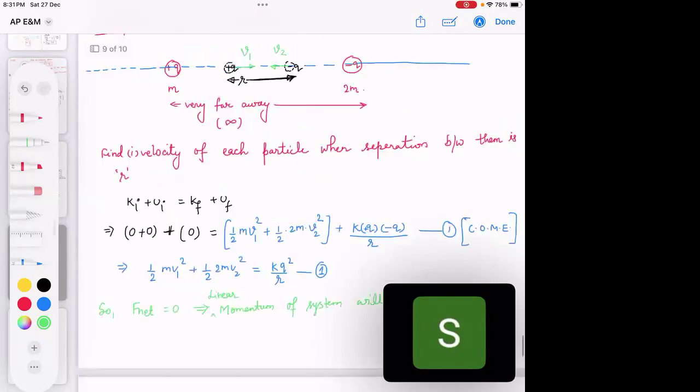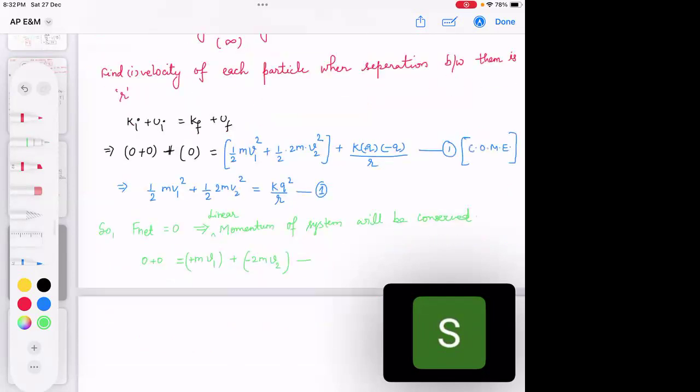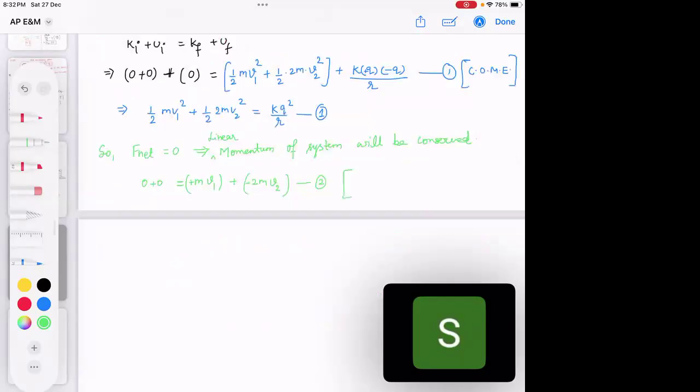Tell me, what is initial linear momentum? Is that zero for both particles? Initially, both were at zero velocity. And at a distance r, at this moment, what is the linear momentum? So m mass into v1 momentum is positive because of the direction. Linear momentum is a vector quantity, so we have to write with direction, plus 2m mass into v2, but that is in the opposite direction, so minus. Understood? So we have our second equation. Can you tell me what the second equation is? Second equation is conservation of linear momentum.